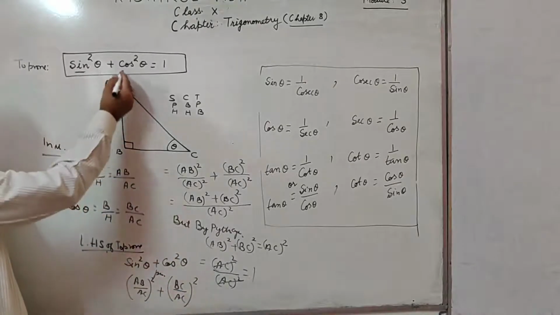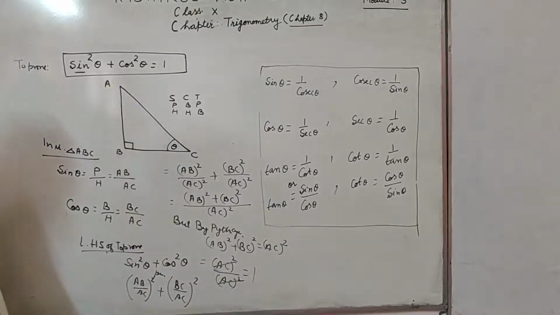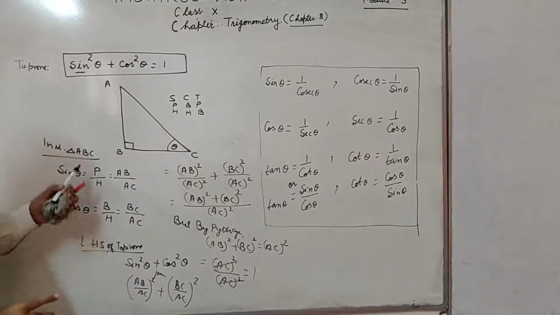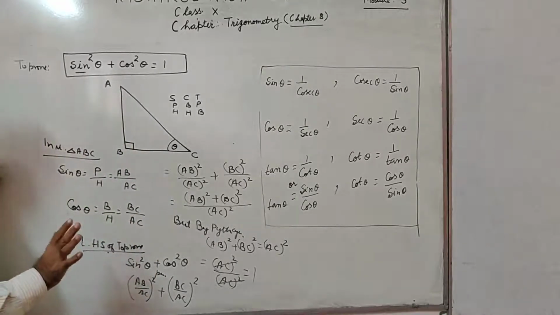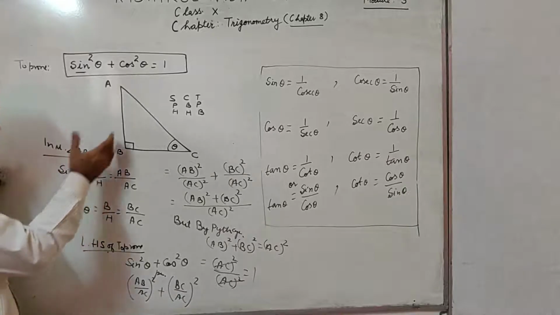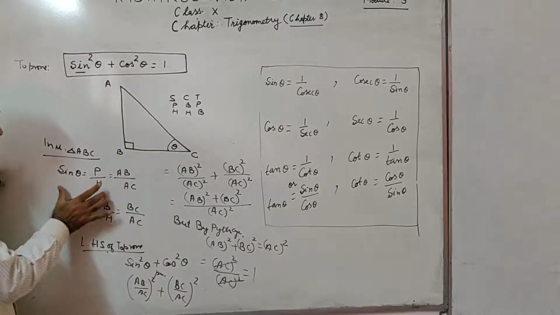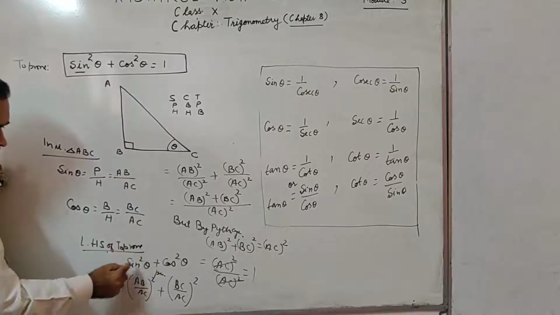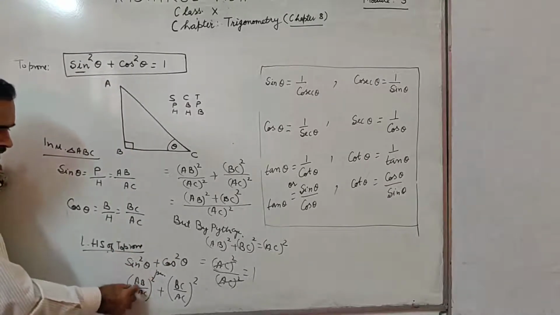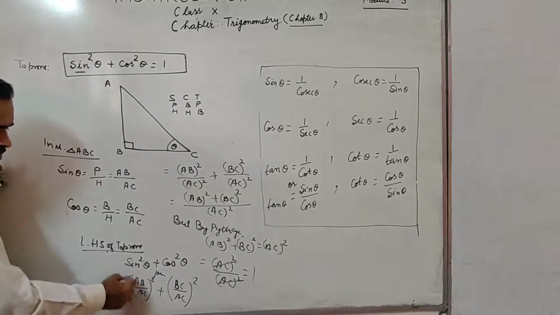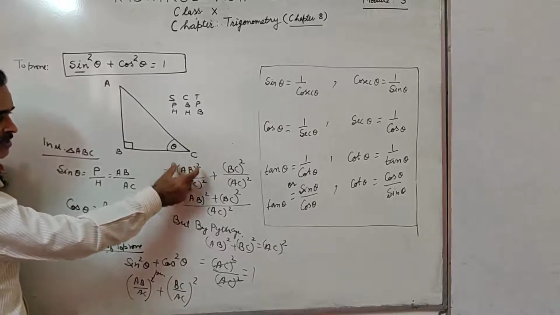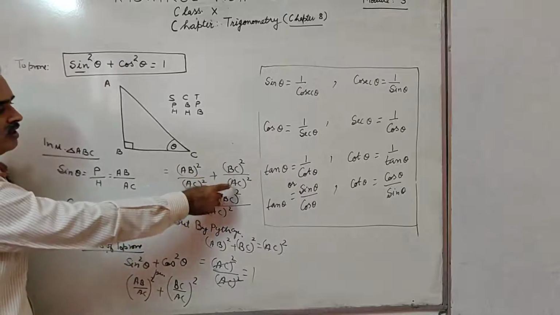So this is the proof of this identity. With the help of this, I think you are able to understand. This is very easy, my child. First of all, in a right triangle you find sine theta, cos theta. For the LHS we take sine square theta plus cos square theta. We put the value of sine theta whole square, plus the same way cos theta, and then AB square upon AC square plus BC square upon AC square.